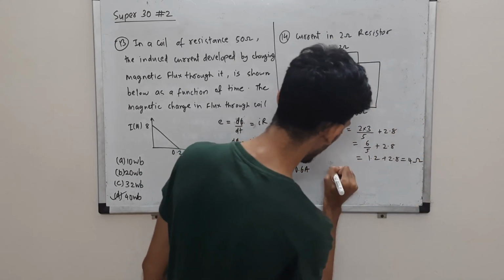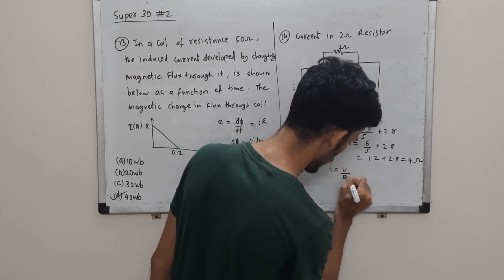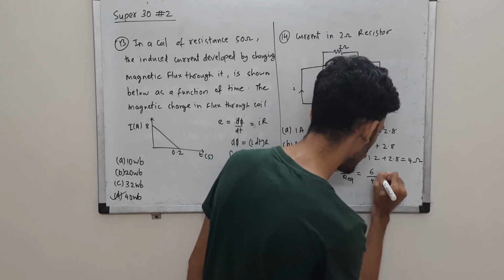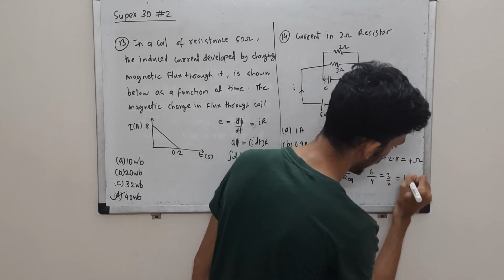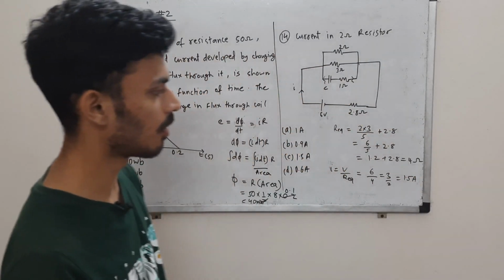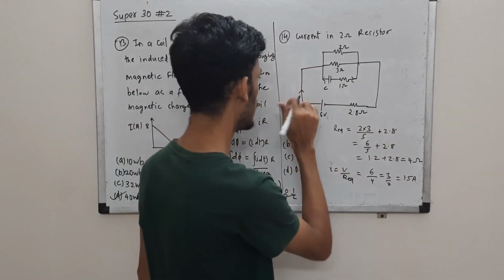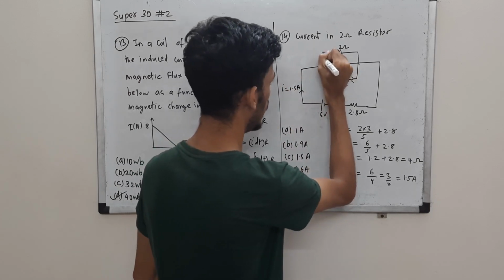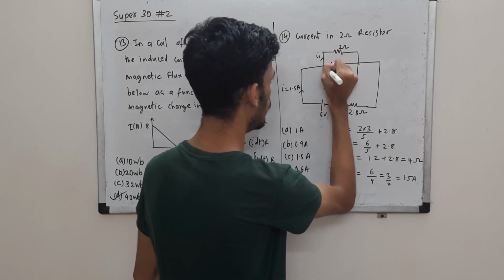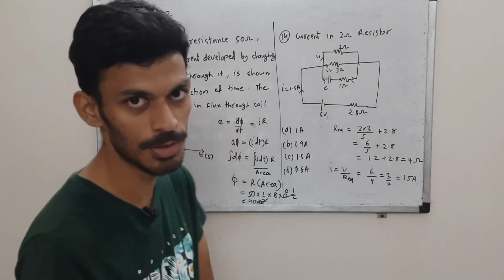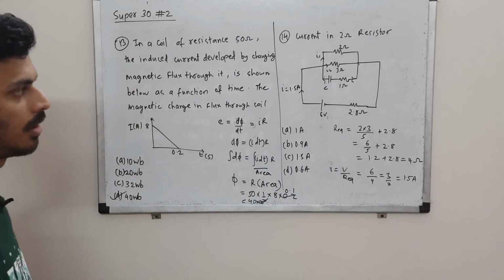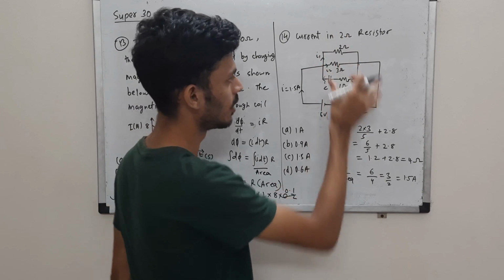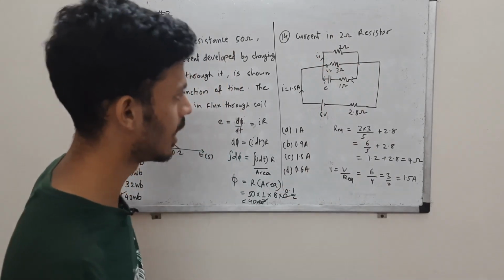Now I will be V by R equivalent. This is the current drawn from the circuit. V is 6 and this is 4, so 3 by 2, which is 1.5 amperes. This is the amount of current drawn from the circuit, this I. Now this current will split into I1 and I2. We are supposed to find I1. You can use the current divider formula and directly find it. Some of you might use I1 R1 equal to I2 R2, equating the potential. That is also correct.